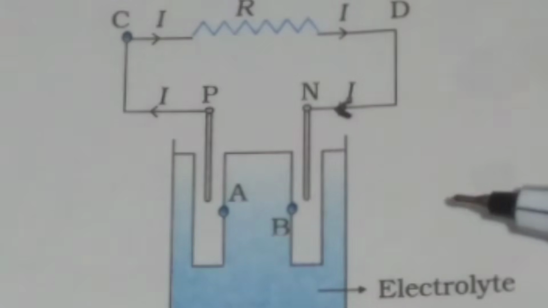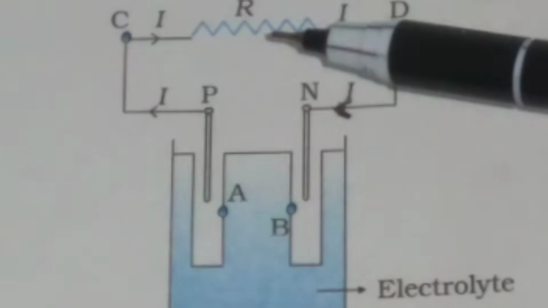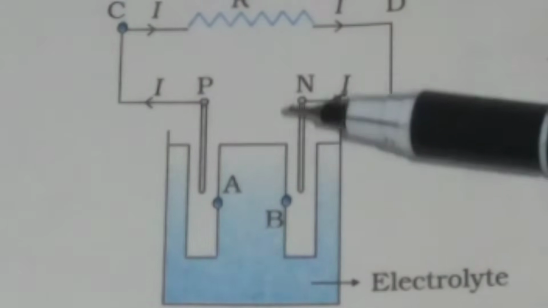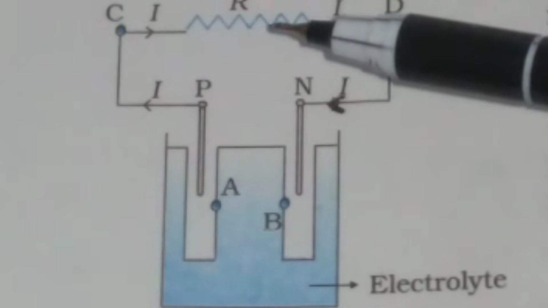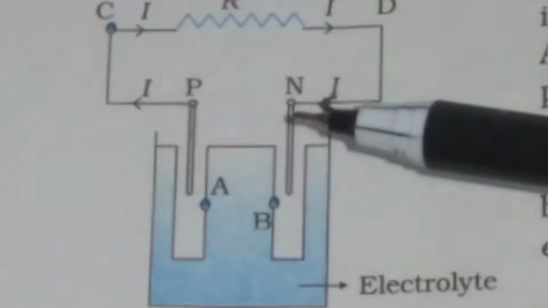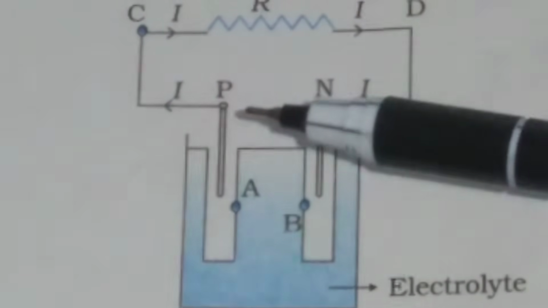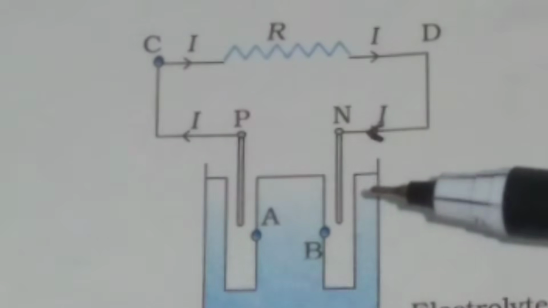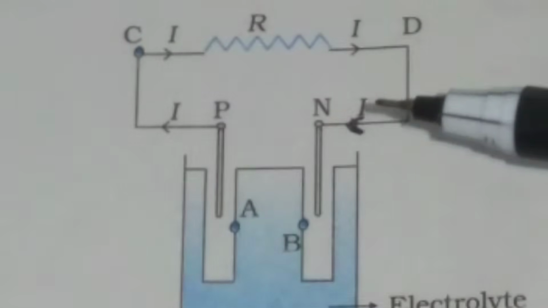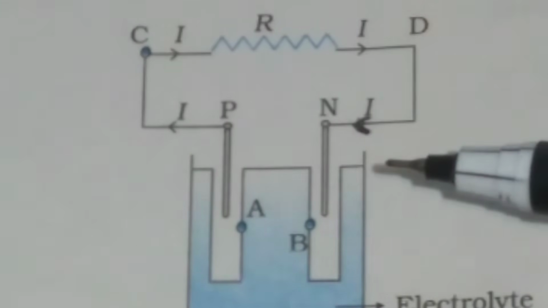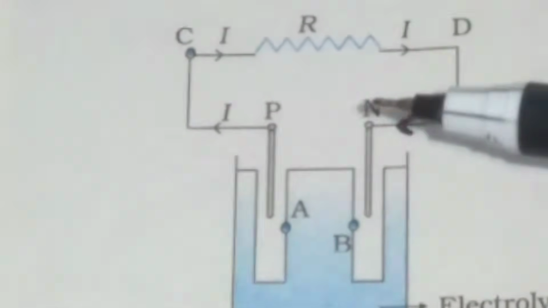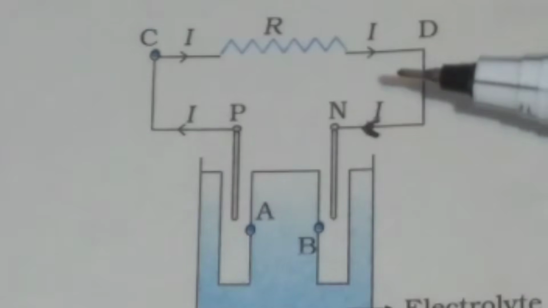You see in this figure, this is the external resistance R which is connected to this electrolytic cell. Current flowing across the external resistance R is equal to I. Current flows from N to P through the electrolytic cell, which is also I. This is the direction of the current flow. And the potential difference between P and N is equal to V.